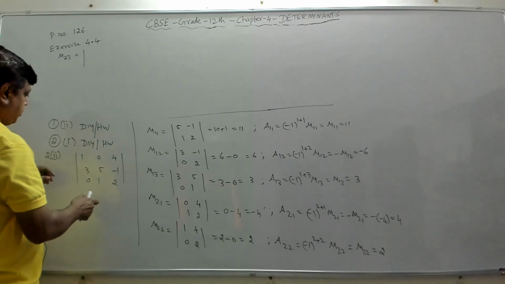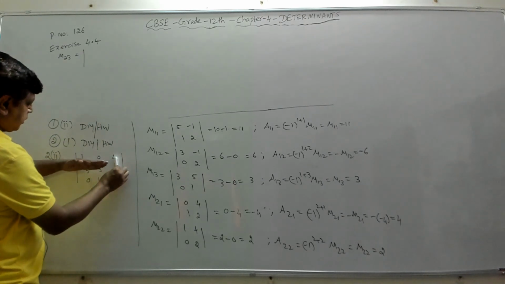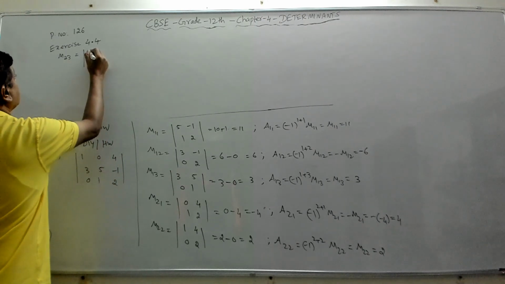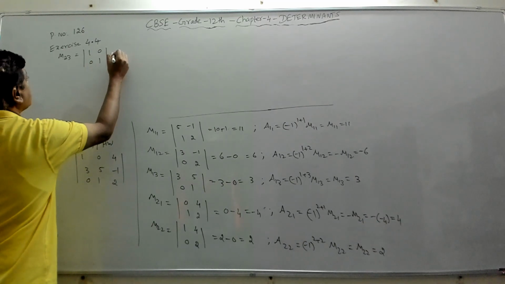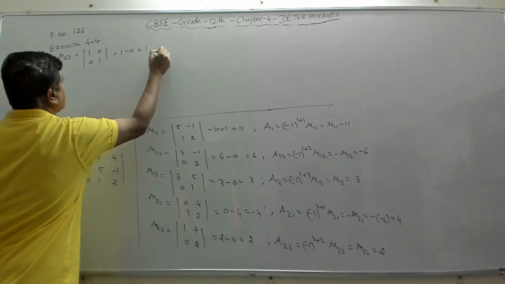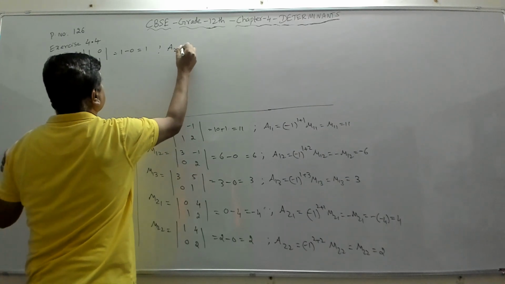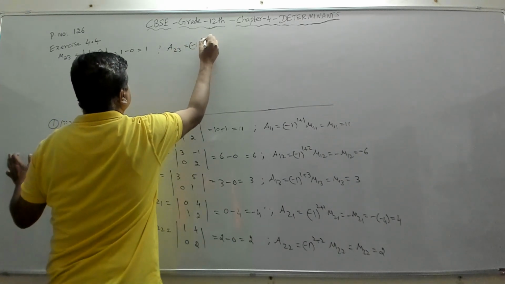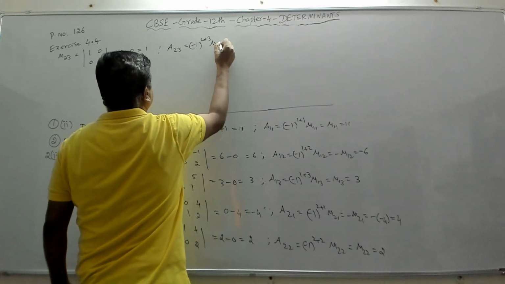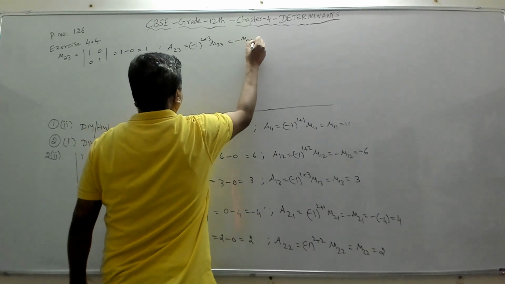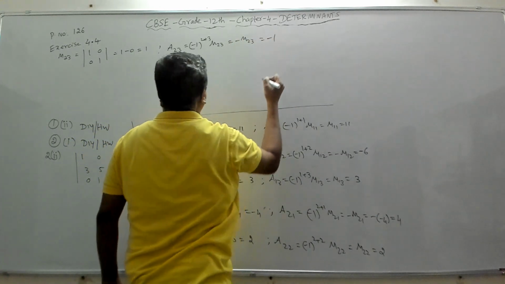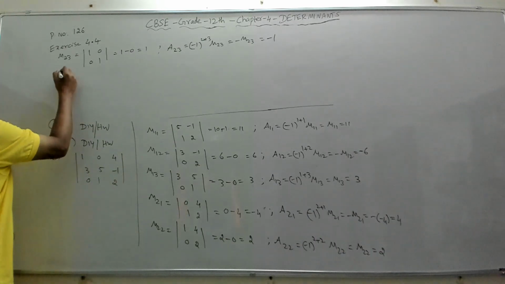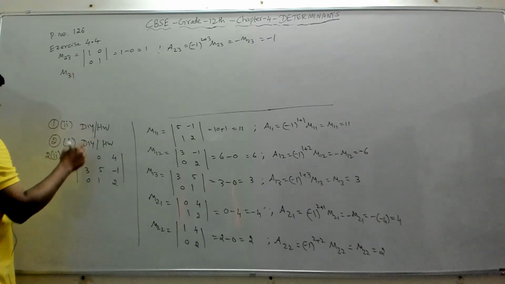So M23 is this one, close this and this, so this becomes 1 0 0 1, so that gives you 1 minus 0, which is 1. So your A23 will be equal to minus 1 power 2 plus 3 M23, that is equal to minus M23, that is equal to minus 1. Now M31, which is this element.